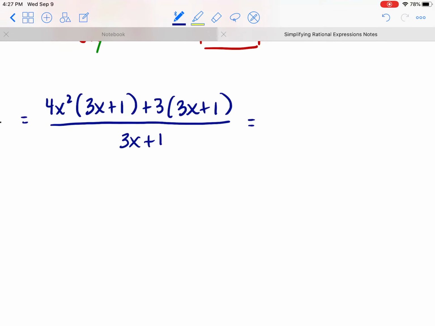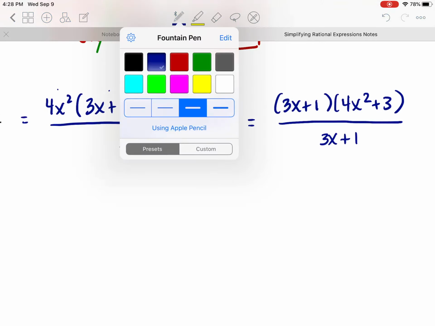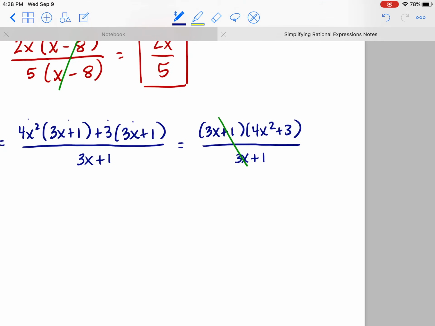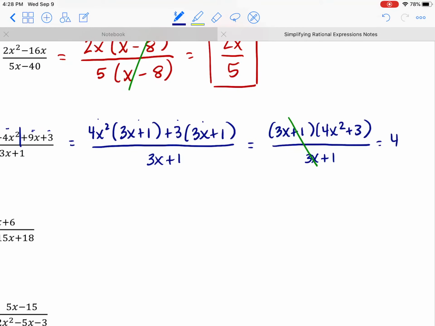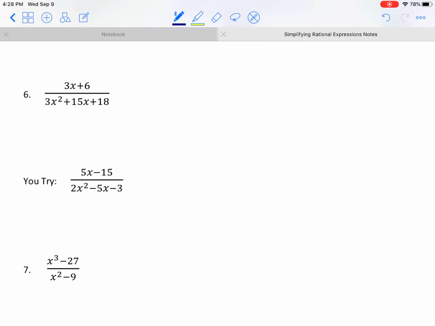I'll show you what's going to happen. On the top now, if we continue our grouping process, we can factor out the 3x plus 1. That's going to leave us the 4x squared plus 3. And then on the bottom, we still have our 3x plus 1. And either way you look at it now, we have a 3x plus 1 in common to the top and bottom. So once that's reduced out, we are done. Our answer is the 4x squared plus 3 that is left over. Not so bad. Okay? Cruising right along.